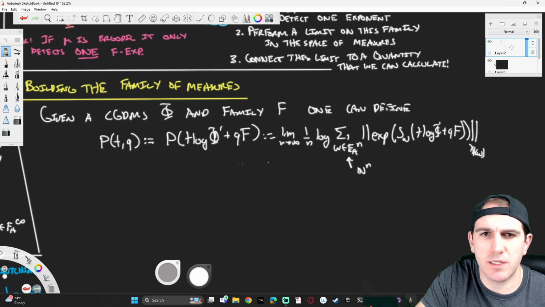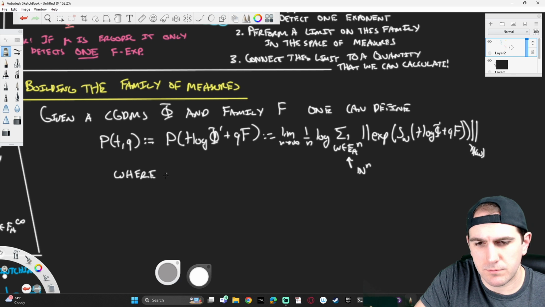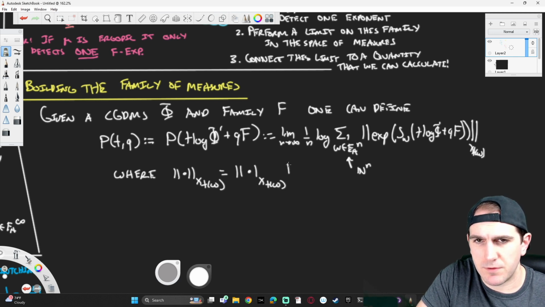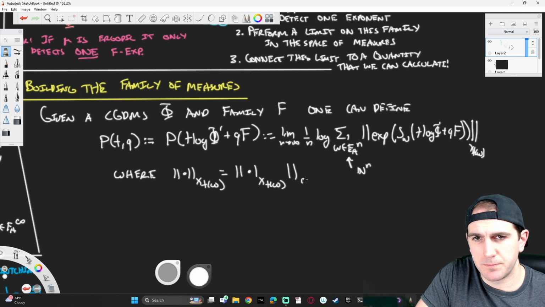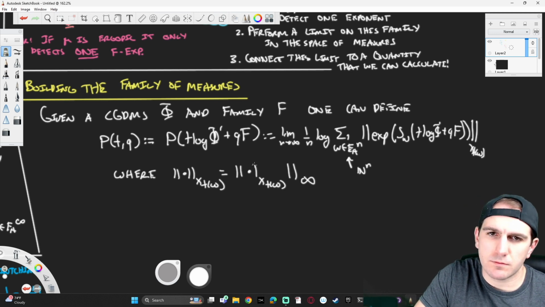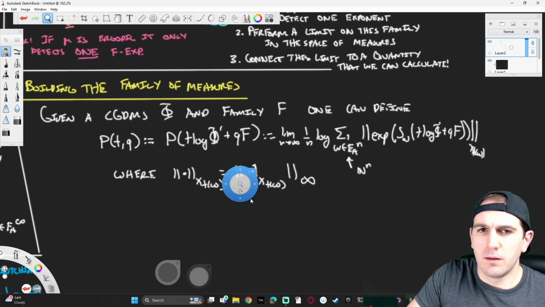and this norm, I should tell you what it is, right? This norm was a supremum norm, where xt of omega is just a supremum norm restricted to the corresponding portion of the metric space.